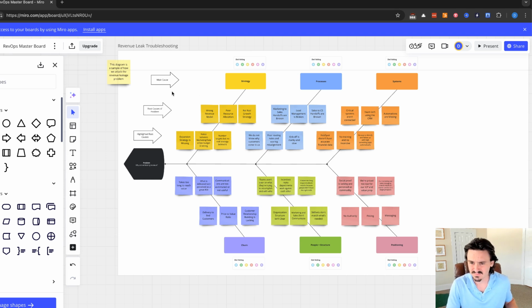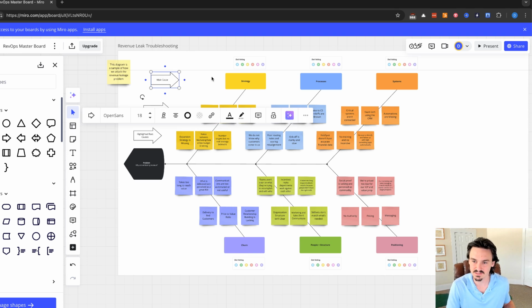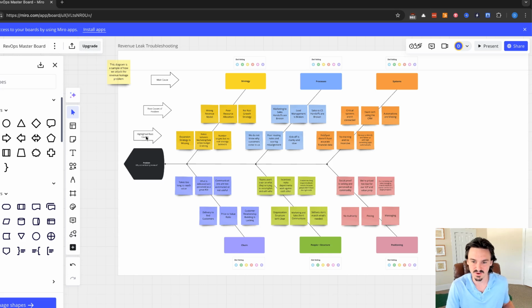And so basically with this diagram, you can see we have the dot voting here still to use this template with clients to drop it on the sticky notes that make sense. And basically on the outside, you have the main cause. One level in, you have the root causes of the problem, and then you have highlighted root causes. And so I just put a set of sample causes, root causes, and highlighted root causes here so that you can see exactly how we walk through this.